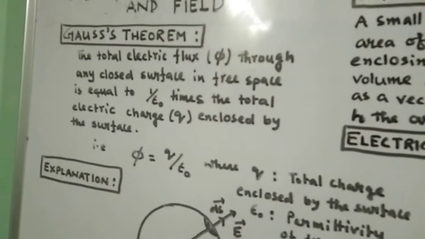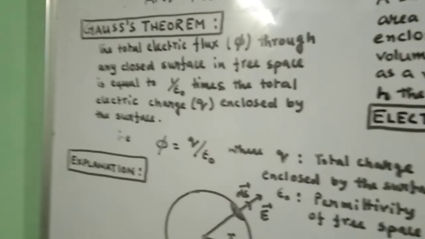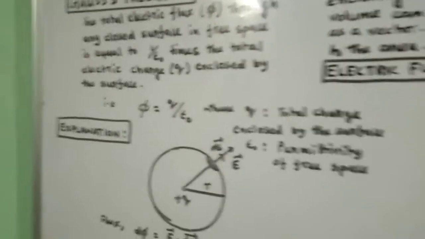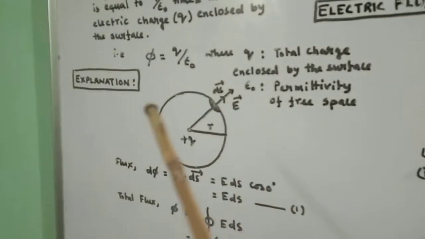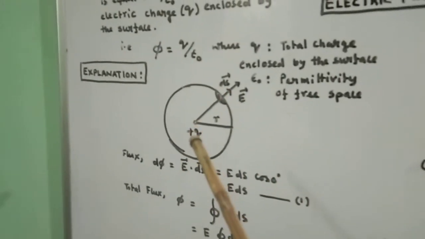Let me repeat the statement once again. Please go through it. The total electric flux through any closed surface in free space is equal to 1 by epsilon times the total electric charge enclosed by the surface. So let me go to this diagram. This is your spherical surface, and at the center you have a charge plus Q.